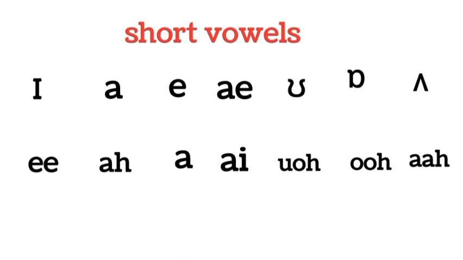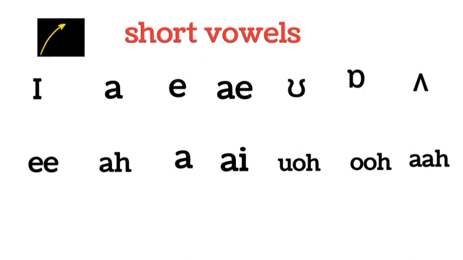Shirt. That's the first one is E, A, A, A, U, O, and the last one is ah. These are the short vowels.